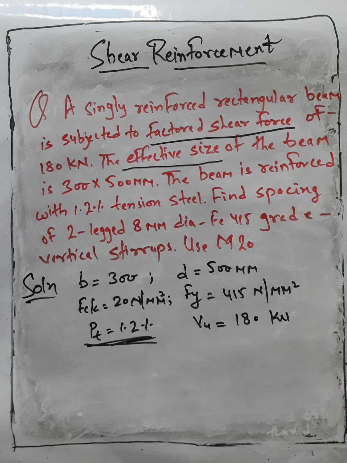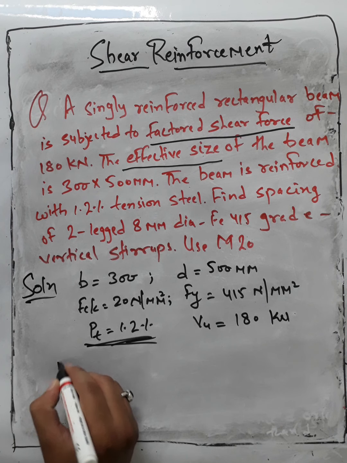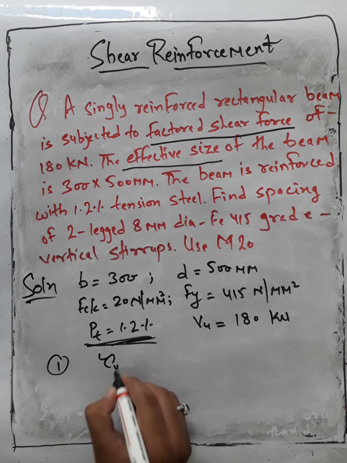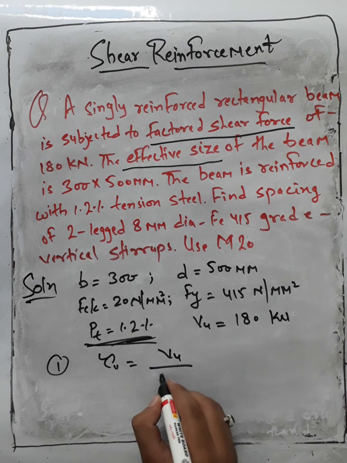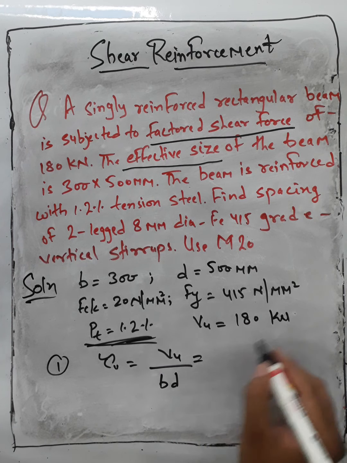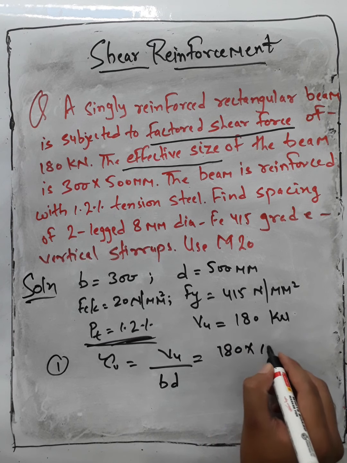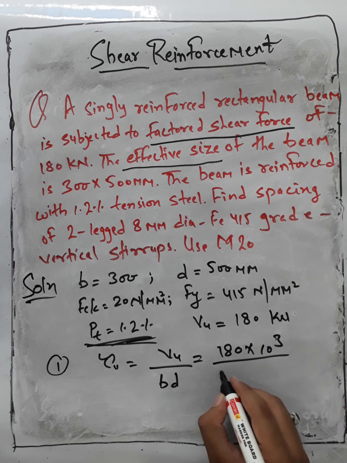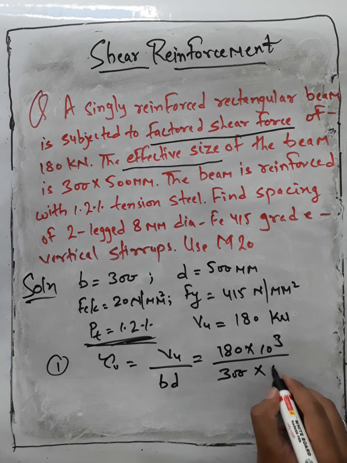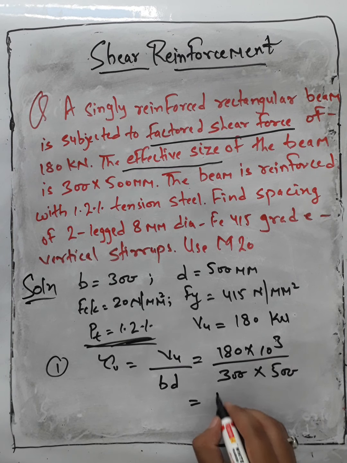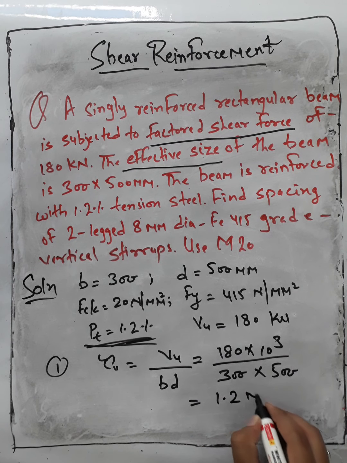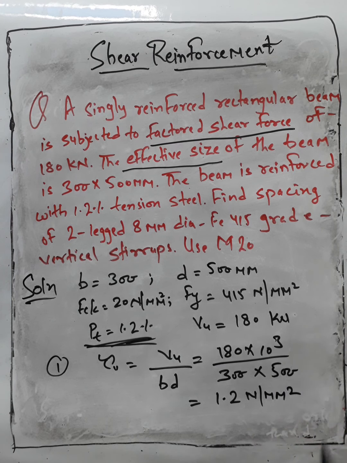So our first step is to find the value of tau v. Tau v is equal to Vu upon bd. So Vu is equal to 180, so 180 into 10 raised to the power 3 divided by b, which is 300, into d, which is 500. Now solve this equation. After solving, we get tau v is 1.2 Newton per mm square. This is the value of tau v.